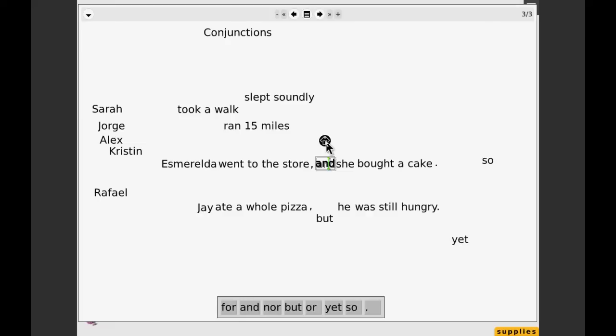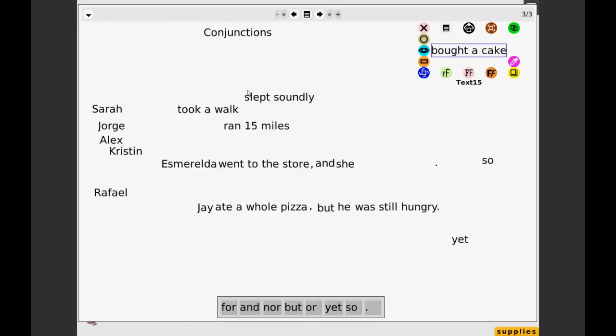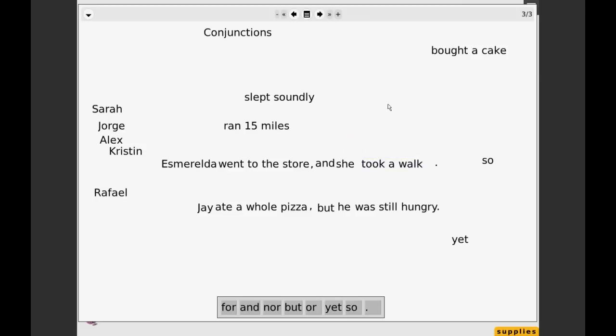Maybe and here would be a little bit better, because while these two parts, she bought a cake, Esmeralda went to the store, actually they're clauses now, while they are connected, it's not exactly an explicit connection. They're connected by chronology and not much else. Because we could also take out bought a cake, and then we could change it to she took a walk. Esmeralda went to the store, and she took a walk. These are two things that Esmeralda did. Probably the walk came after the store, but and doesn't really tell us much.